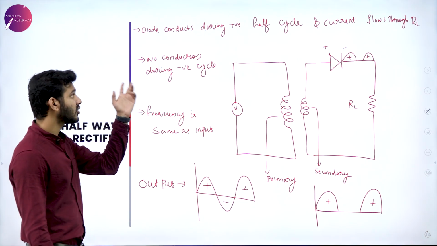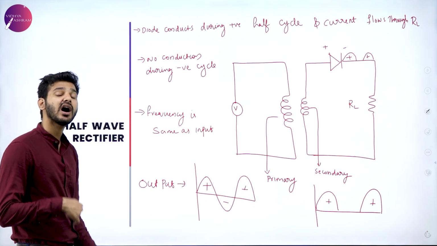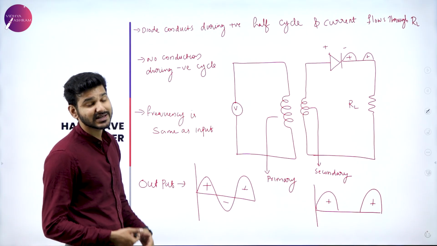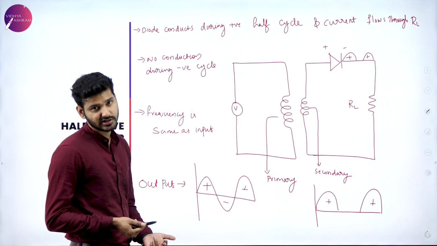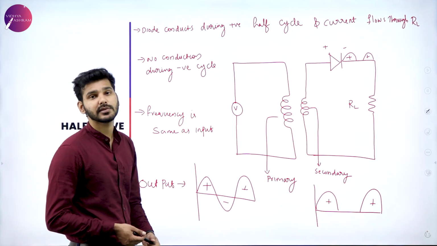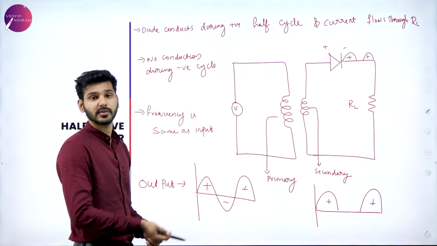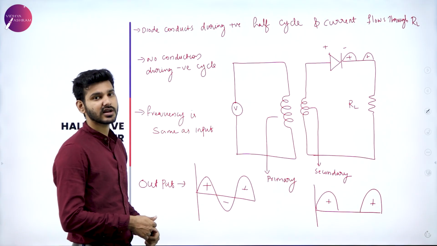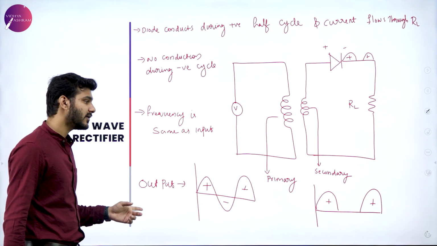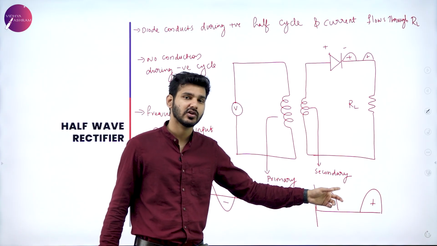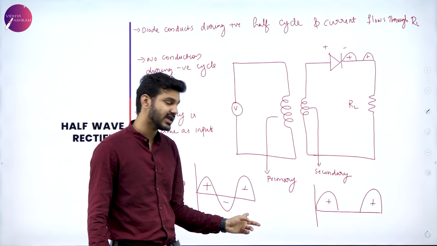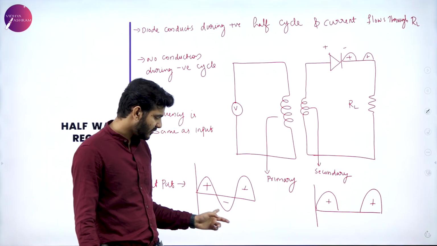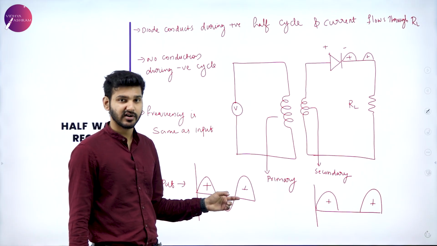So again, no conduction during the negative half cycle because it is in reverse bias condition. And during the first half cycle, it will be positive, that is forward biasing condition. Current will conduct, and the output will be of this particular nature. The frequency will be the same, but it will be eliminating all the negative halves.